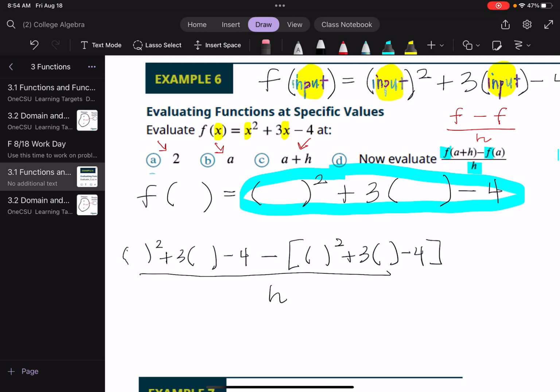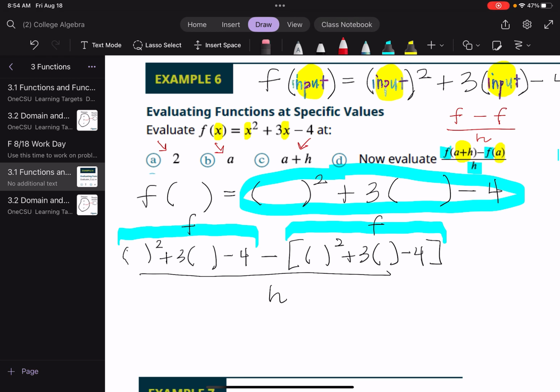And then here's the h on the bottom. But again, this is f, and this is also f. So that's how we start. And the only difference is that the first f has a different input than the second. So we're going to go handle that.